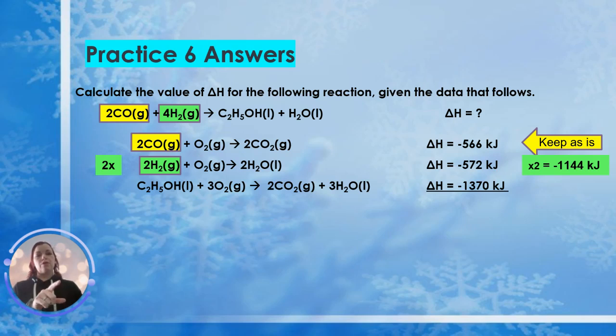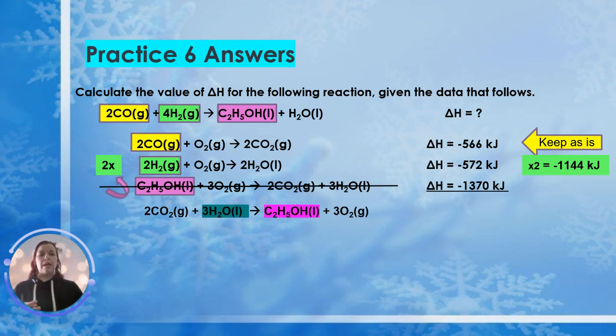So I will multiply it by 2, but I'm not going to do anything else with it at this moment. Then we've got our ethanol here, and let's find our ethanol, and there it is in the third reaction. But in the third reaction, it's a reactant, and in our overall reaction, we need it to be a product, which means we need to flip it. Sometimes I find it more helpful to rewrite, which I'm going to do for you today. So there it is rewritten, and there's your ethanol as a product. When we do that, we're going to change the sign of the delta H. So that delta H is going to change from being negative to being positive.